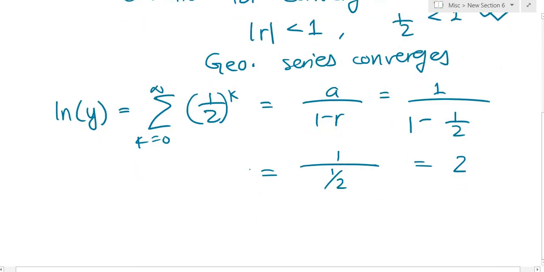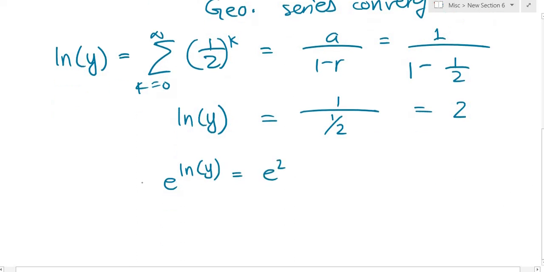But remember that 2 is nothing but the natural log of y, right? Because we took the natural log initially. And why don't we raise everything to the e-th power? So e raised to the natural log of y is equal to e squared. And by properties of exponents, these two sort of cancel out because they're inverses of each other, and y is equal to e squared. Well, quite a satisfying result now, isn't it?